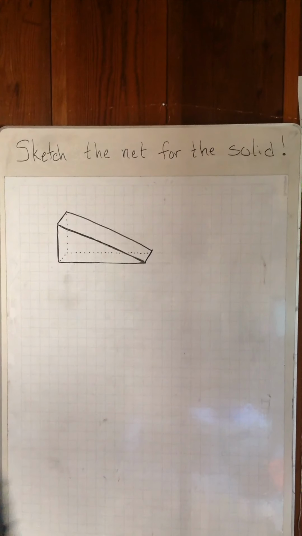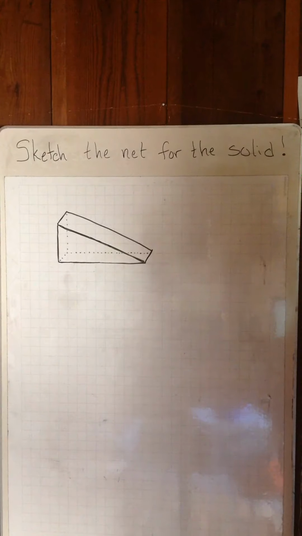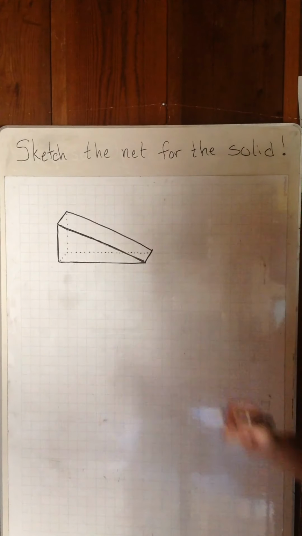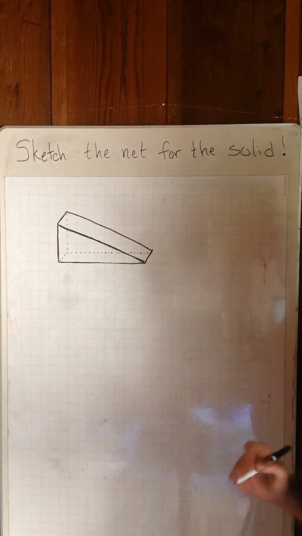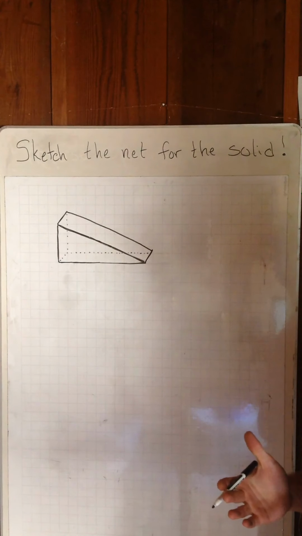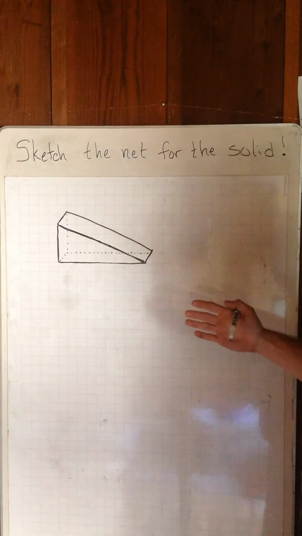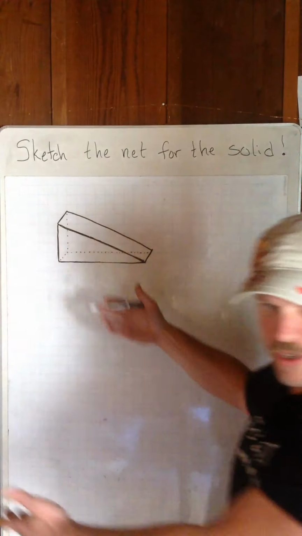Hi folks, in today's problem I'm asked to sketch the net for the solid. This is actually number 6 in your worksheet for today, so go ahead and follow along there. What we do here you'll be able to apply to all of the different figures in the worksheet that you're doing today. So what I want to do here is think about this three-dimensional figure.